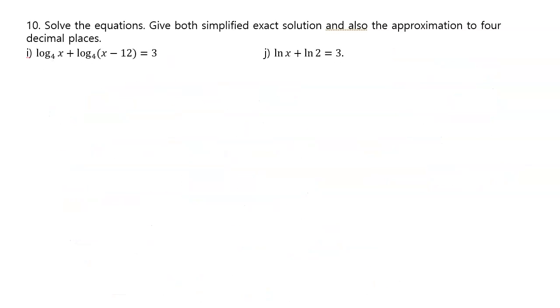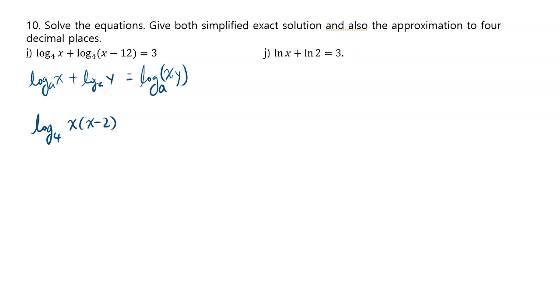Okay, what about addition? What's the rule for addition? Well, log a of x, log a of y. If you add them, that becomes a single log. You can put them together in a single log, and inside you will have a multiplication. So let's do that. Put them together, x times x minus 12, equals 3.